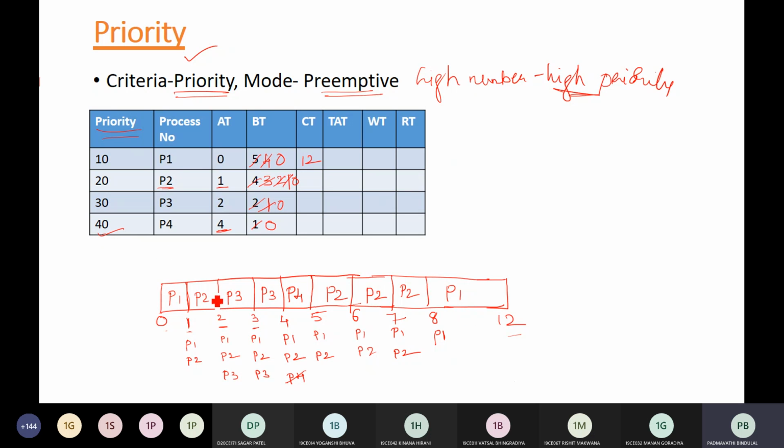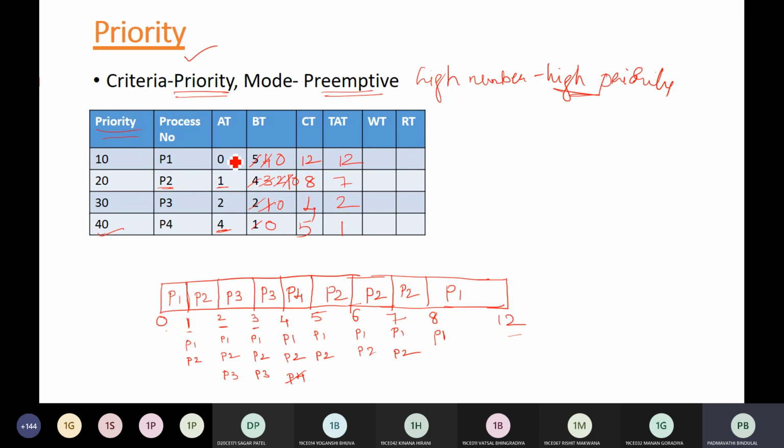P2 का यहाँ से देखो लास्ट कहाँ पे आया, उसका राइट हैंड साइड. P2 8, P3 4, P4 5. Right? Next, turnaround time. Turnaround time again completion minus arrival time, so that you can calculate quickly.